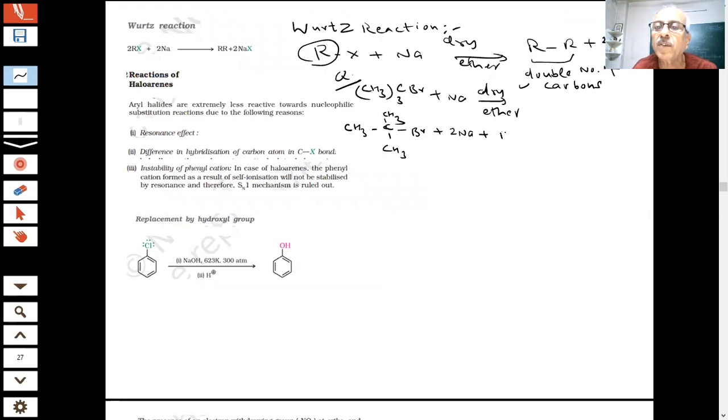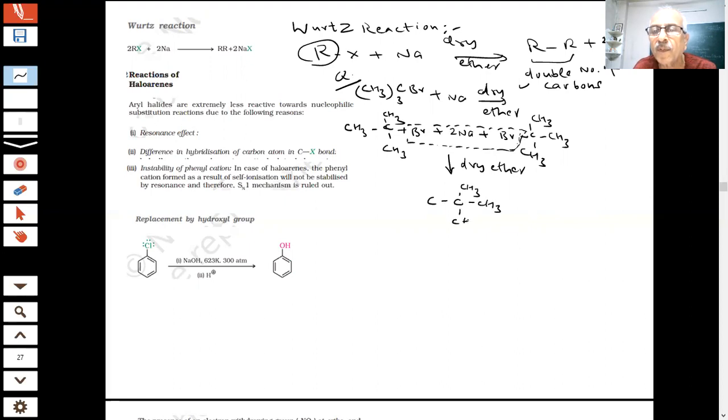I do it like this, because I will put dry ether, and then I will remove this group, student. This carbon and this carbon will join. But then you are getting CH3, CH3, CH3, CH3, CH3, CH3.